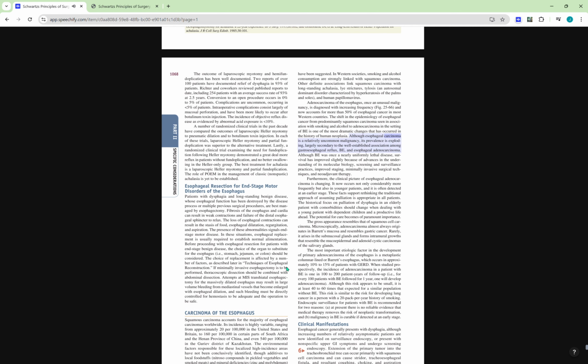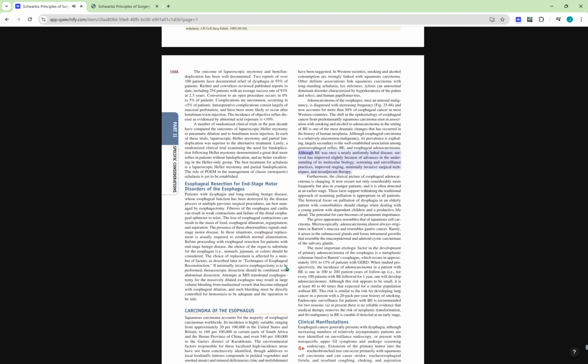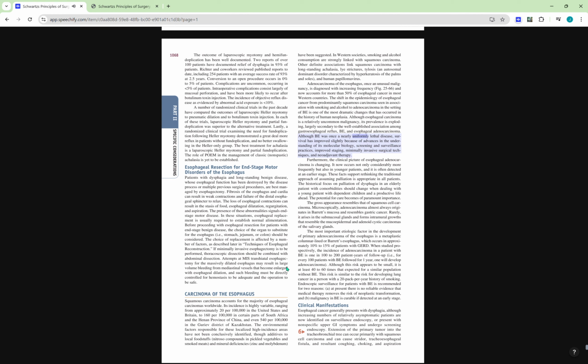Although esophageal carcinoma is a relatively uncommon malignancy, its prevalence is exploding, largely secondary to the well-established association among gastroesophageal reflux, Barrett's, and esophageal adenocarcinoma. Although Barrett's was once a nearly uniformly lethal disease, survival has improved slightly because of advances in the understanding of its molecular biology, screening and surveillance practices, improved staging, minimally invasive surgical techniques, and neoadjuvant therapy.